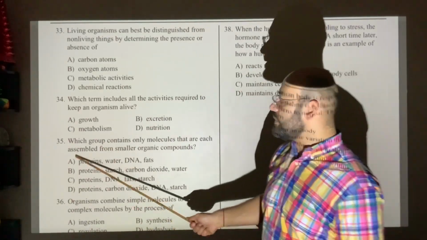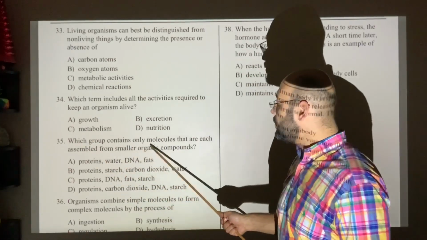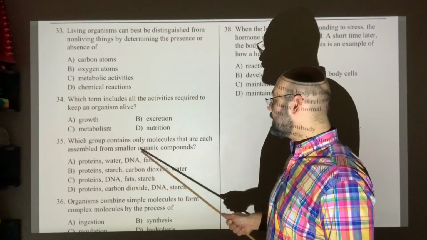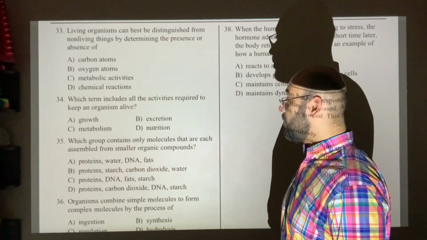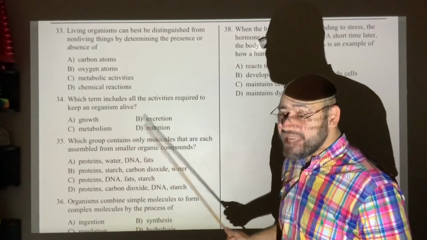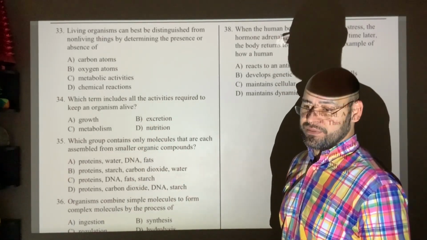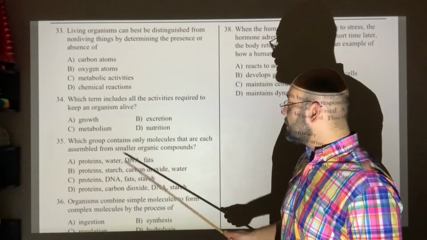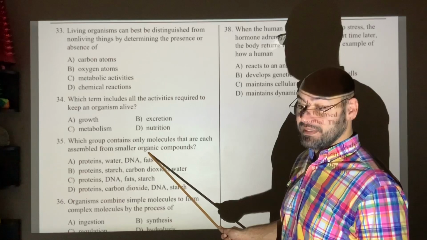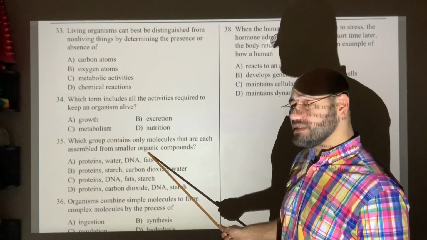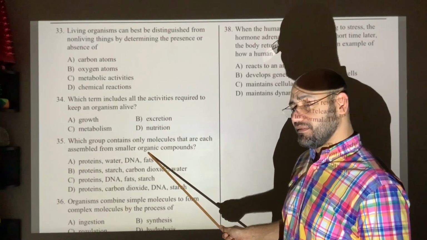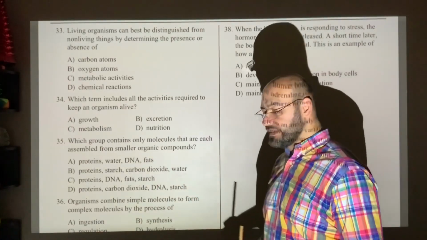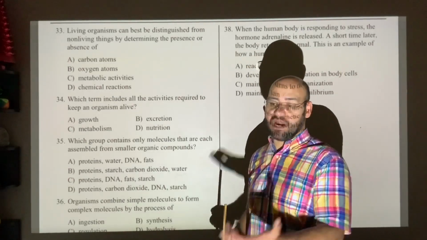Moving on. 35. Which group contains only molecules that are each assembled from smaller organic compounds? Wow. They already gave you the answer in that question. For example, let me point it out. Bingo. That's a big giveaway. What does organic mean? Organic versus inorganic. Organic means something that contains carbon and hydrogen.